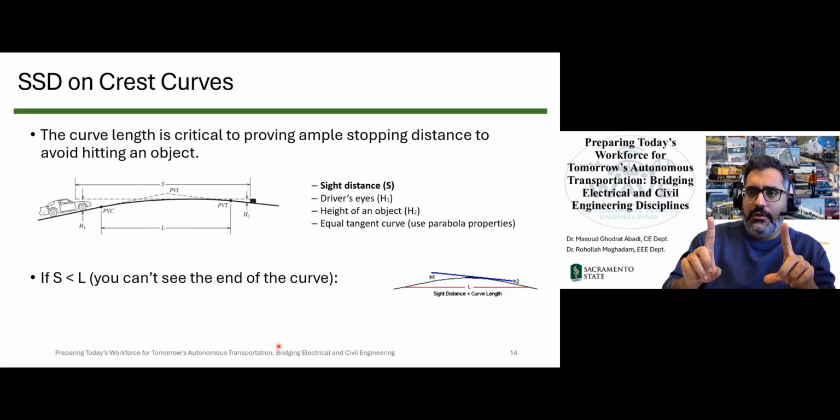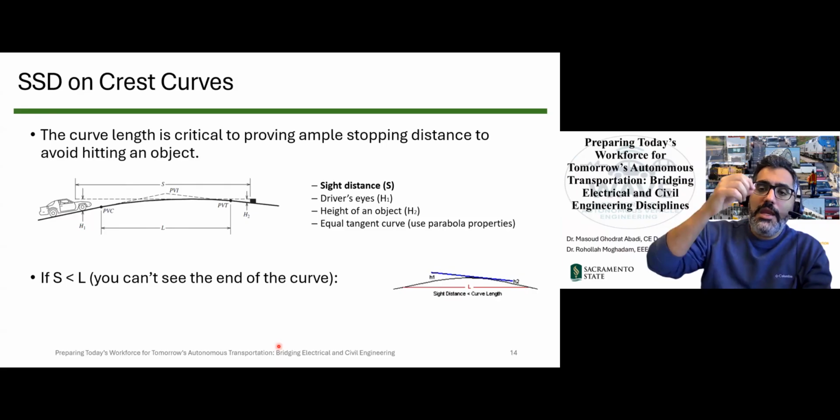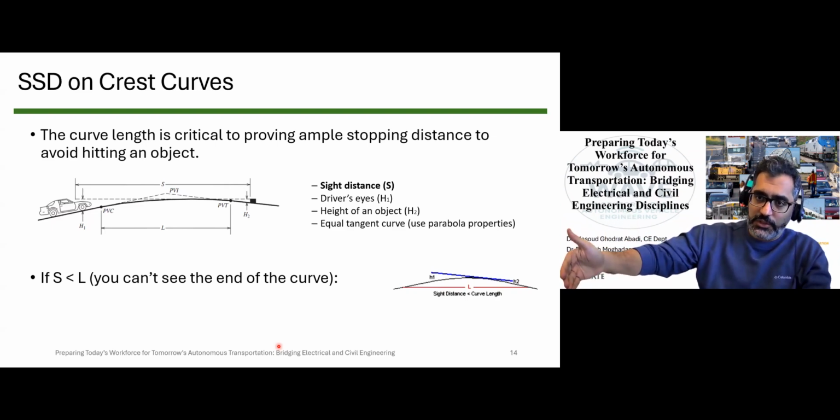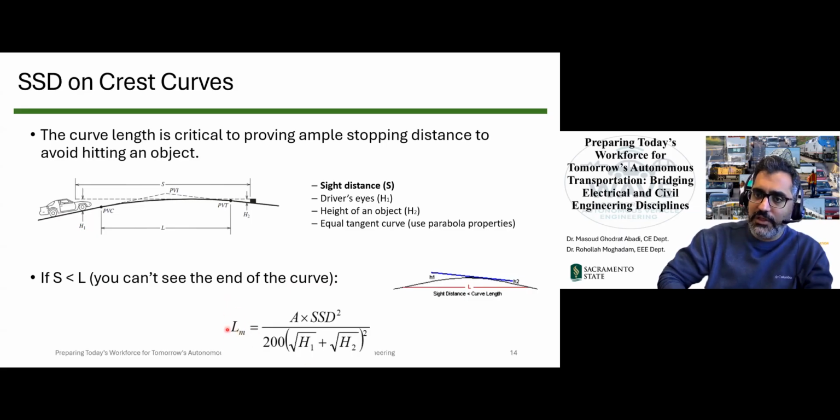S and L are two different concepts. You may be able to see the end of the curve, or you may not be able to see the end of the curve. That is not an issue. The issue is being able to see an object, to see a potential hazard on the other side of the roadway. So with that being said, if we assume that S is less than L, that you cannot see the end of the curve, then you have to design a curve with this equation. This is the minimum length of the curve.